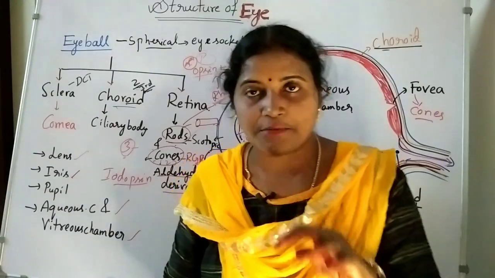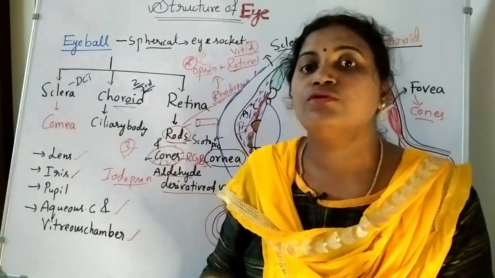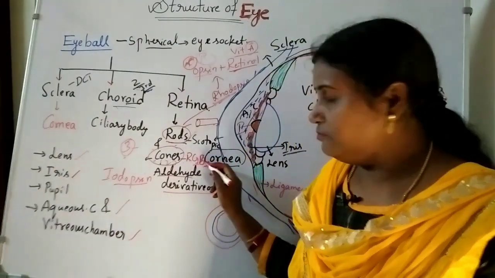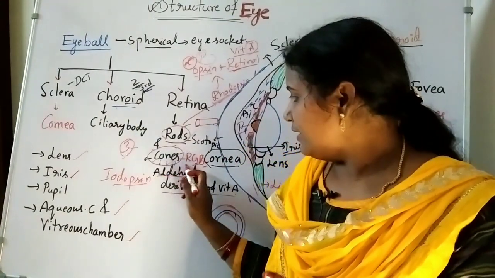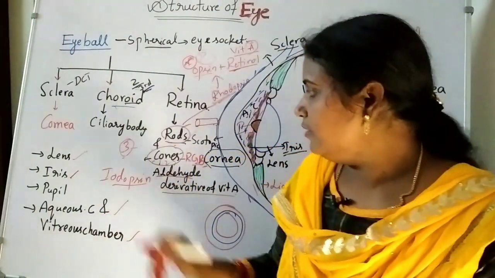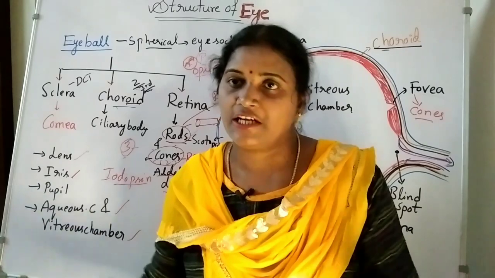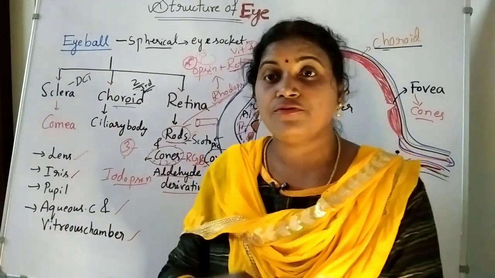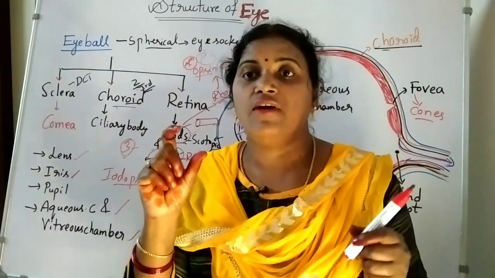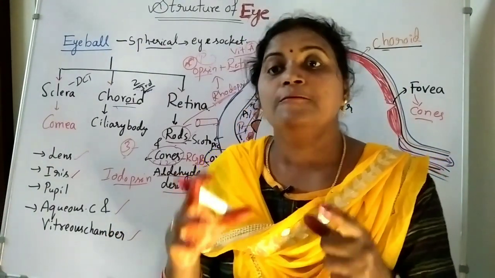These cones are of three types, and the three types of cones are responsible for receiving and coordinating with the three types of light rays: RGB, red, green, blue. Red, green, blue light rays are absorbed or received by the cones. By the combination of cones only we get the different types of colors. By the combination of all three colors together, we get the white color appearance.